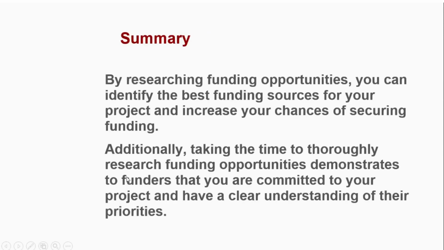Then in summary, by researching the funding opportunities, you will be able to identify the best funding source for your project. You'll also be able to increase the chances of securing funding. Additionally, taking time to go through your research on funding opportunities also demonstrates to the organization you are seeking funds from that you are indeed a committed person to the project and you have a clear understanding of their priorities.